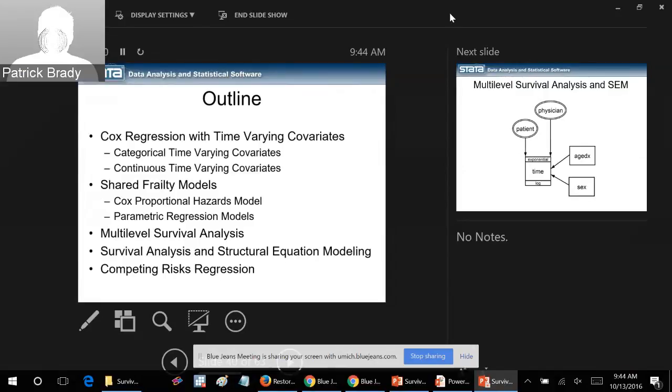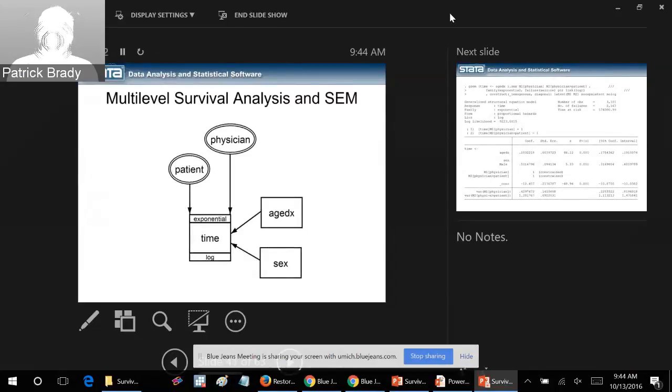Okay. Survival analysis and structural equation modeling. This is quick, but I just wanted to point this out. In Stata 13, we introduced GSEM, but it was 14 before we added the survival functions to it. So that's why I'm thinking it's 14. As of Stata 14, you can now incorporate parametric survival models into a total structural equation model.